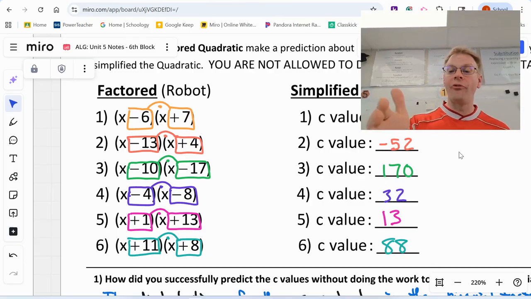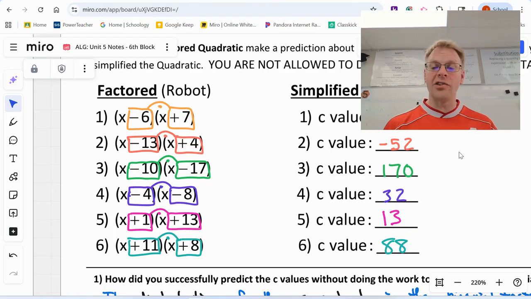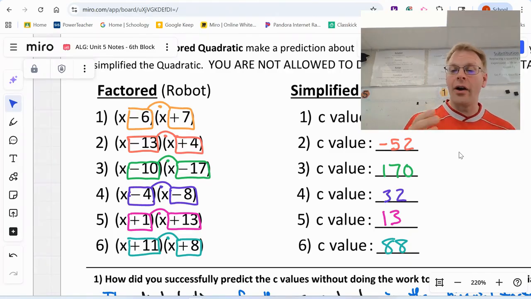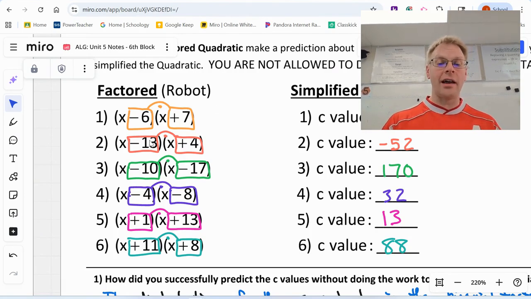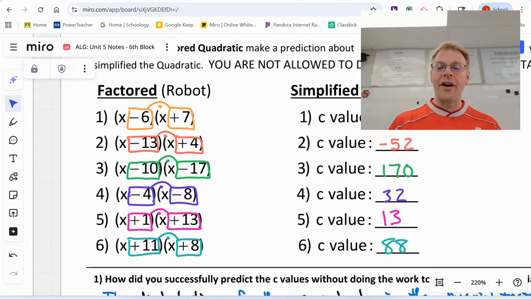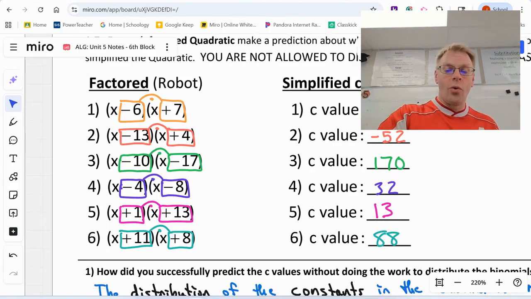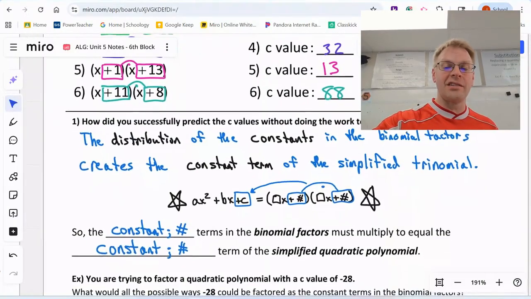Welcome back. Well, hopefully you got the same C values that I did, the same constants that I did there on the right. And what I hope you recognized is that the C value, the constant value in the simplified quadratic, is always going to come from the constant terms being distributed in the factors and the binomials. So the -6 times 7, the -13 times 4, the -4 times -8 is always going to produce that C value in our simplified quadratics there. So again, what does that do? Well, that gives us another piece of this puzzle, right?